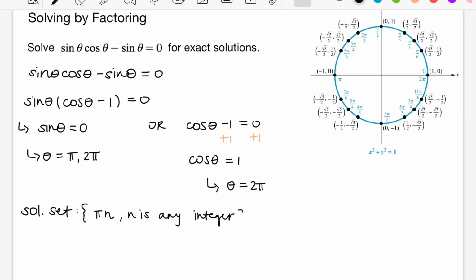Right? Because if n were to be equal to 1, then our solution would just be pi. If n were to be equal to 2, it'd be 2 pi, and so on and so forth, depending on the number of rotations that we do. So this would be our solution set for this example.